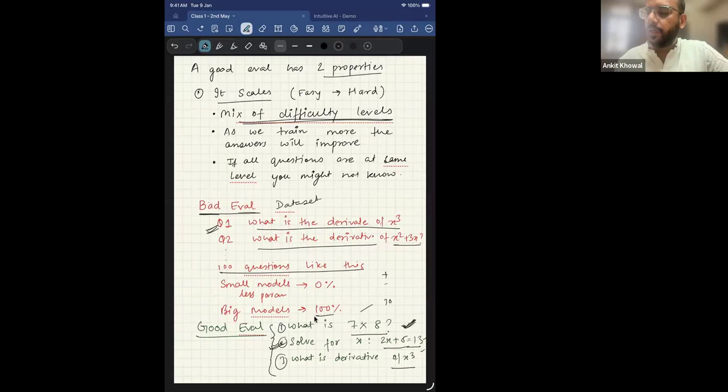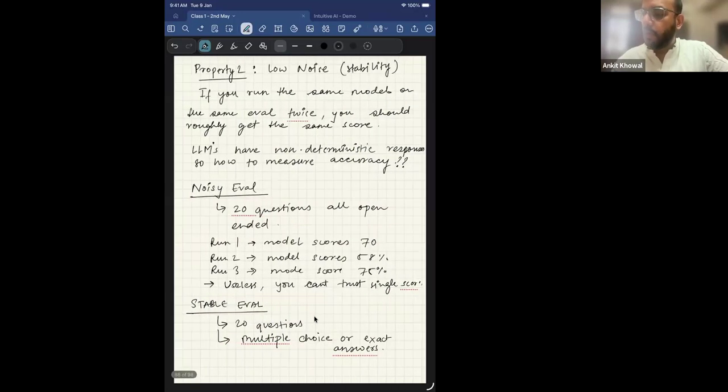So this is what the property of a good eval will be. We'll get into more details of what an eval should look like, but on a high level, an eval should be designed in such a way that it scales, right? You understand what scaling means, easy to hard. Now, the second property that it should have is stability, right? What does stability mean?